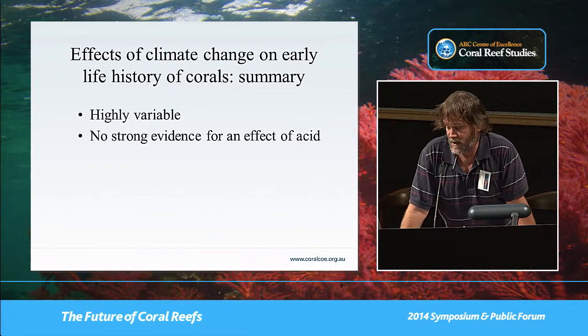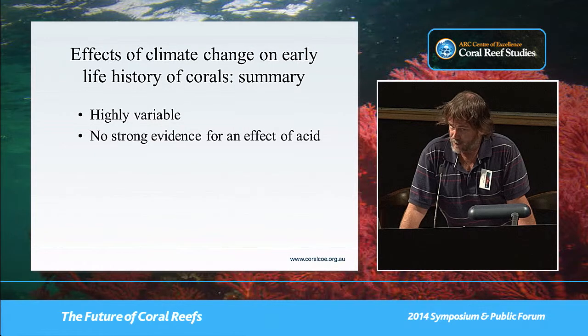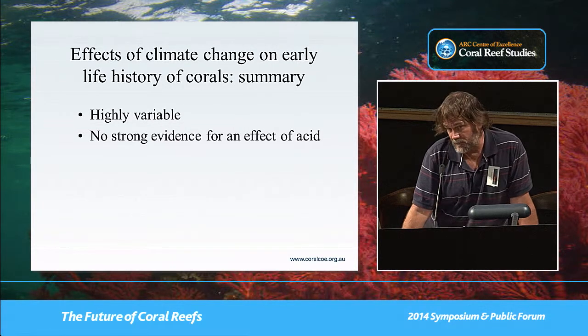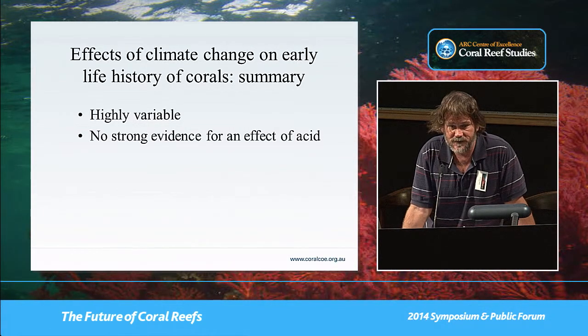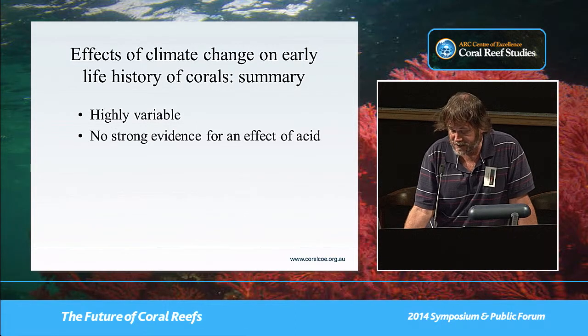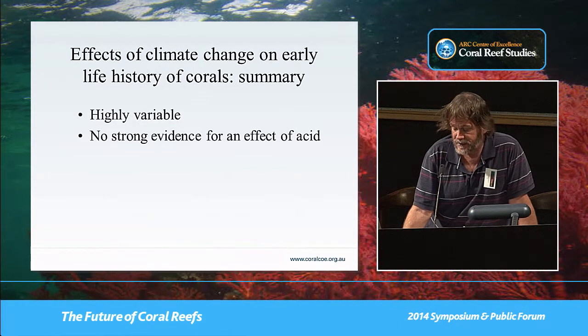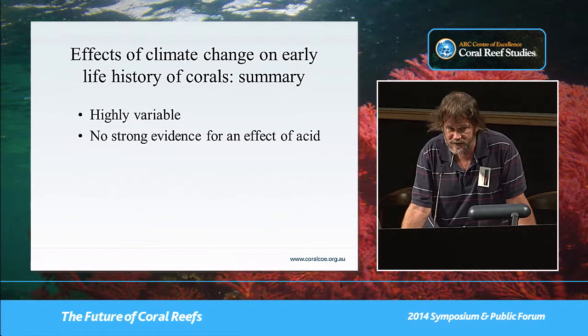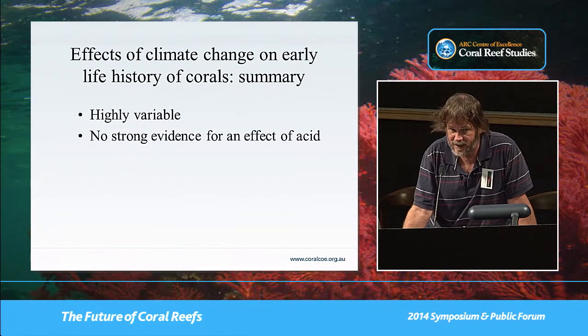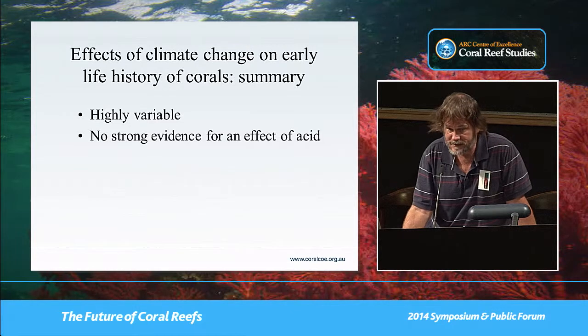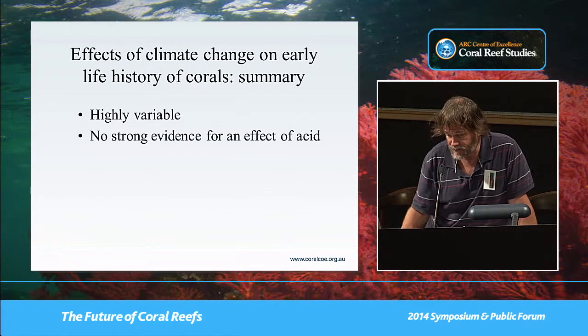So just to summarise, the effects of climate change on the early life histories of corals. The results are very variable, so it's very difficult to make any generalisations. But I would say that there was no strong evidence for an effect of acid, in particular at these levels. So I think the conclusion is that at least for the direct effects on the early life history stages of corals, we're unlikely to see any major ecological impact, at least at these levels, over the next 50 years or so.